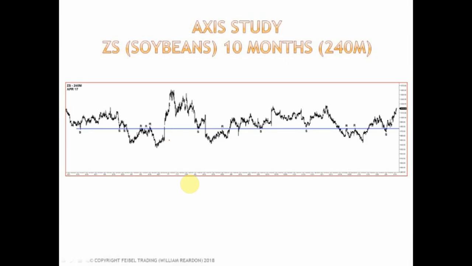Access study, ZS, which is soybeans, spanning 10 months, and we're using a 240-minute chart. So we're in a downtrend, we come down, we spring, we rally up. Oh, well, technically, we don't spring because this level wouldn't be drawn. Okay, well, it would be drawn from here, and then we spring, we rally up.